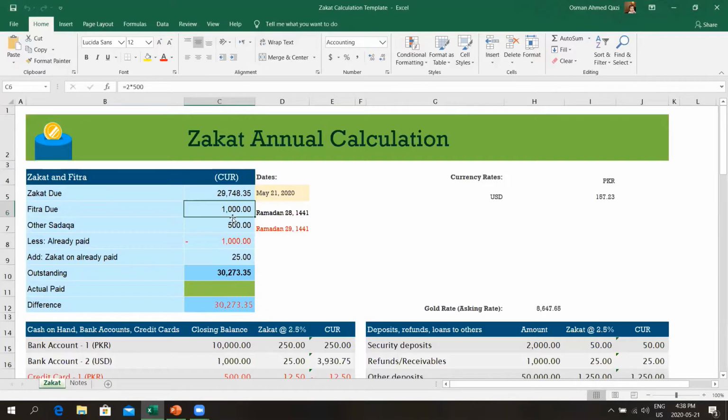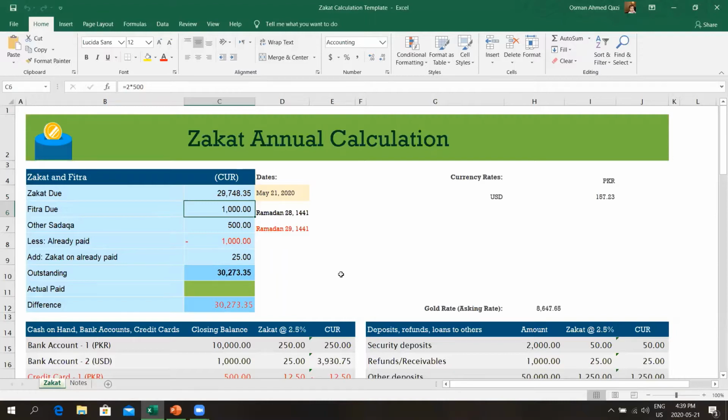So, for instance, here I've just put in 500. Now, the currency, you're open to use whatever currency you want. But in this calculation, I've done it in Pak rupees, right? So I've used that as a currency, and I've put down 500. 500 is not the minimum fitra that's been dictated. This is higher than that.